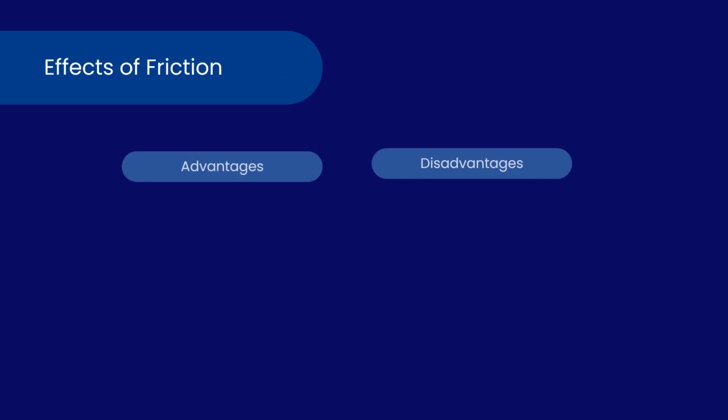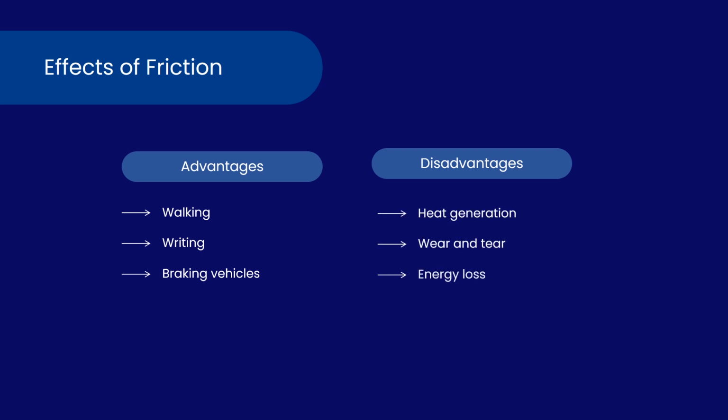Friction has both advantages and disadvantages. It helps us walk, ride, and stop vehicles safely. However, it also produces heat, causes wear and tear of surfaces, and leads to energy loss.